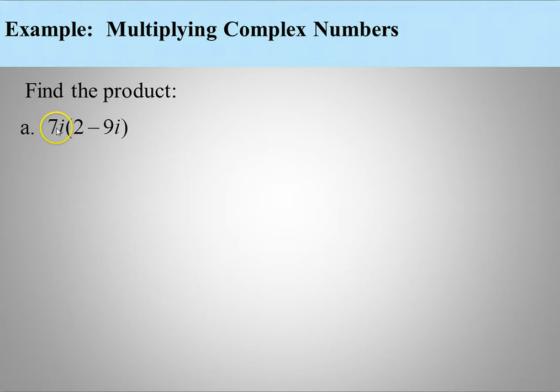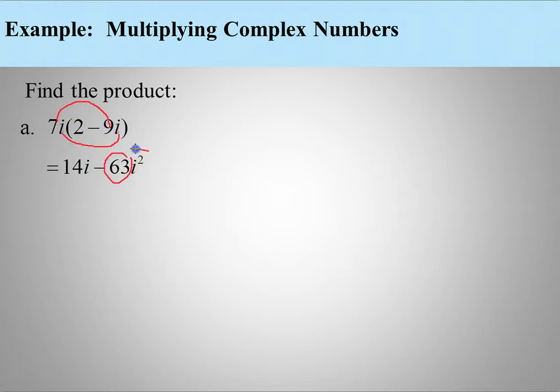If I want to multiply the complex numbers, this is what I'm going to do. I'm simply going to multiply just like how I distribute. Just like how I distribute, I'm going to do 7i times 2, 7i times negative 9. So let's see what I get. 7 times 2 is 14i. 7 times 9 is 63. 7 times negative 9 is negative 63.